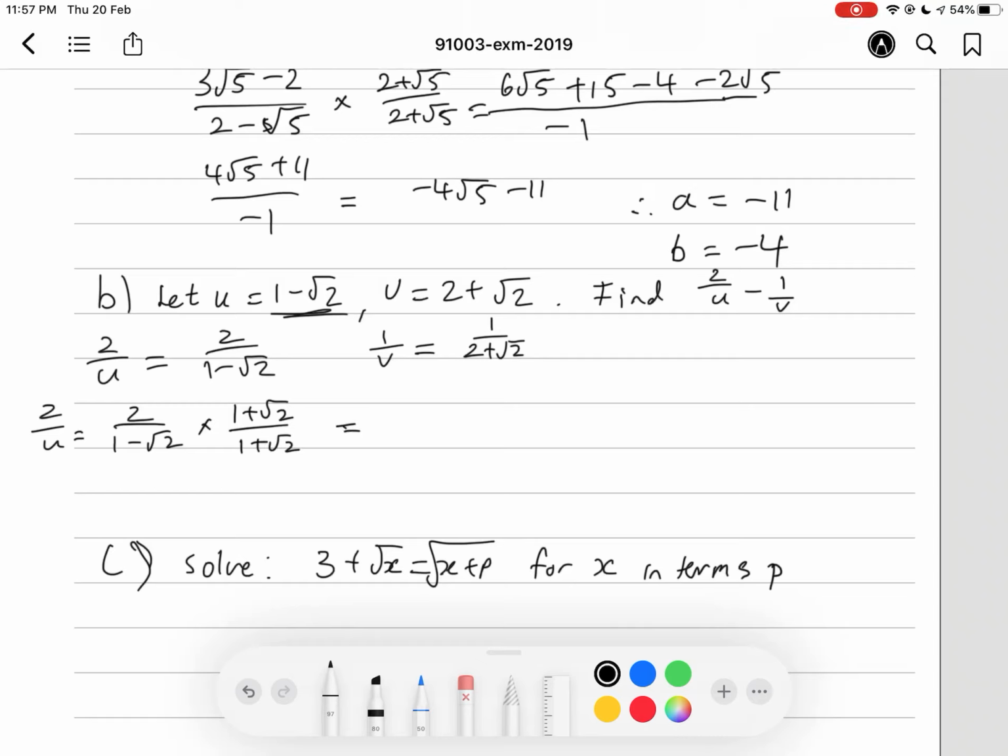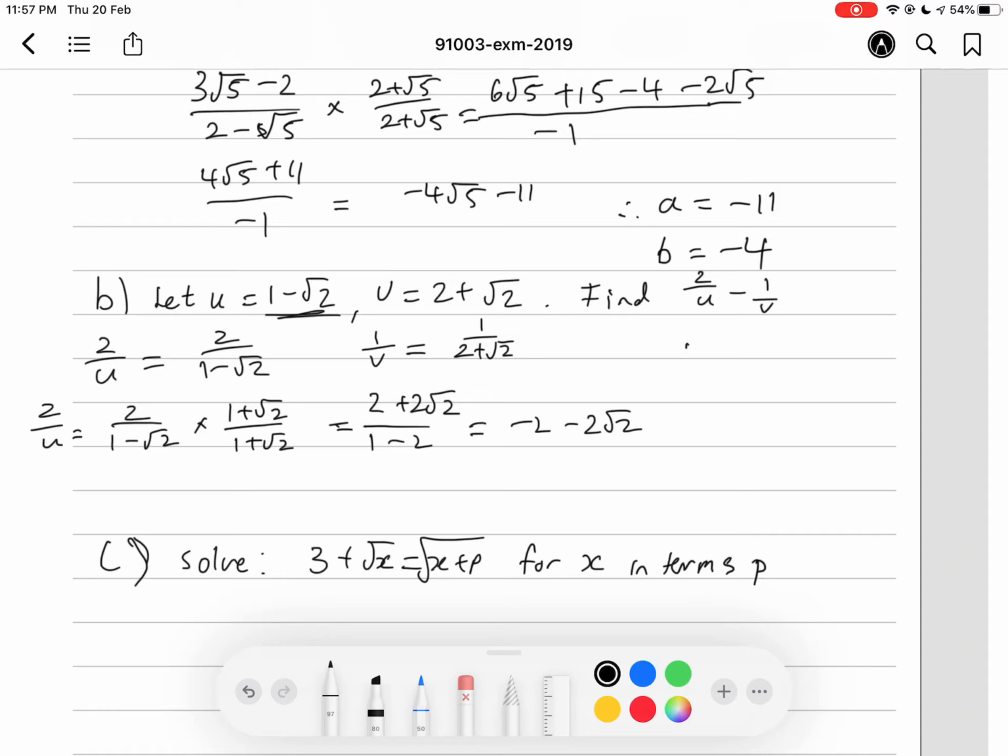So we'll look at the denominator first. 1 times 1 is 1, and we have root 2 times root 2, and that gives us negative 2. Now the numerator, 1 times 2 is 2, plus 2 root 2. Therefore, this will equal negative 2 minus 2 root 2.